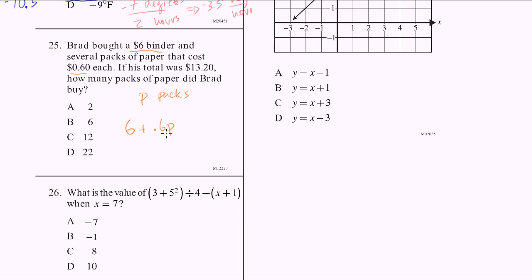$6 for the binder plus 60 cents for each of the packs. If you bought 10 packs, then you do 10 times 60 cents per pack. But we don't know what it is, so we just leave it as P. And the total cost was $13.20.